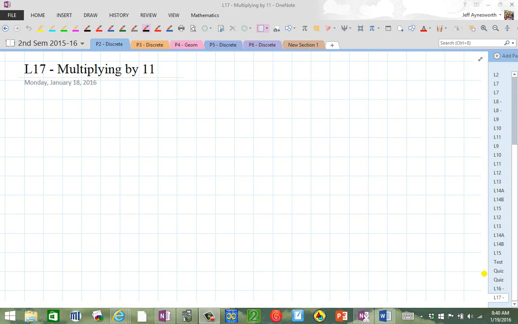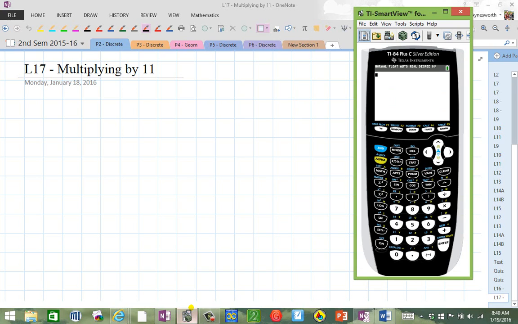This is Mr. Ainsworth, and we're going to get into a pretty cool lesson here on how to multiply any number by 11 in your head without a calculator. But I want to use a calculator just for a moment here to see if you guys can see a pattern in the results. I'm going to take some two-digit numbers and multiply by 11, and look at the results and try to find a pattern here.